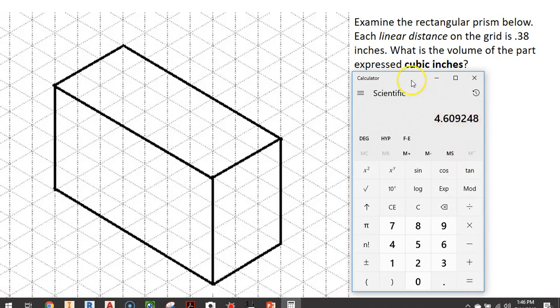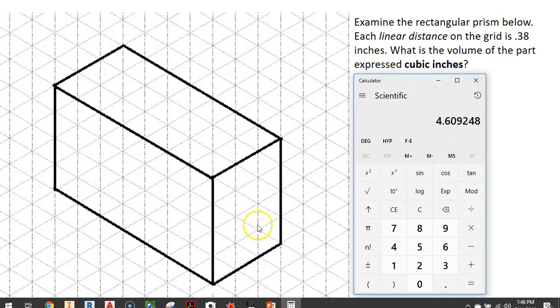And this is the total volume in cubic inches of the entire rectangular prism, 4.609248 cubic inches. Each one of the cubes could be small. They're not cubic inches in and of themselves, but each one of these cubes is a small cube, and they're adding up to a larger rectangular prism. The total amount of three-dimensional space this entire rectangular prism takes up is 4.609 cubic inches.